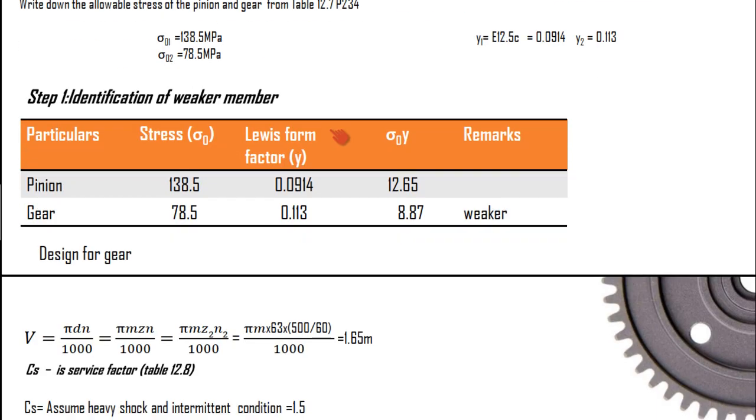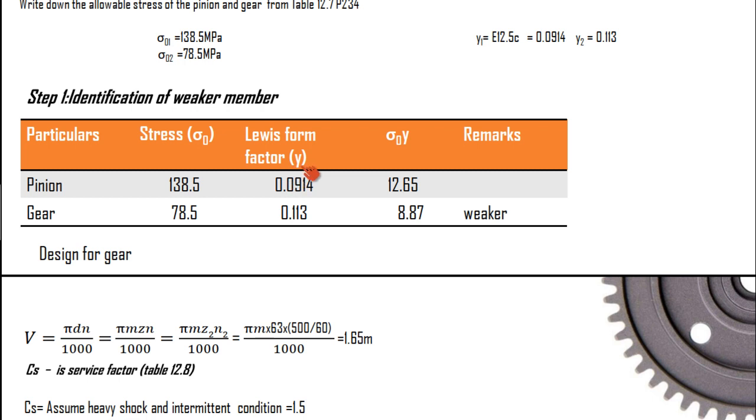Now let us move into the first step, which is the identification of the weaker member. I hope you all remember the table which I have prescribed. In that you have got two rows. The first row corresponds to the pinion and the second row corresponds to the gear. We are supposed to find the values of sigma 01 and sigma 02, which we have got from the table 12.7.